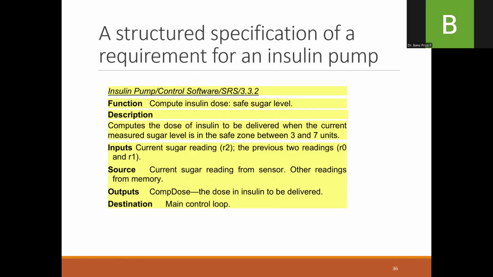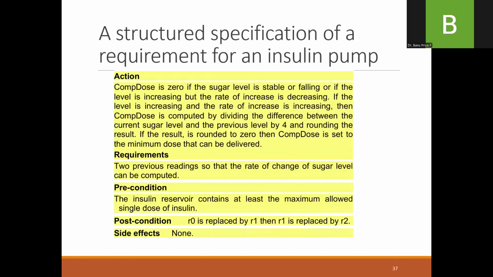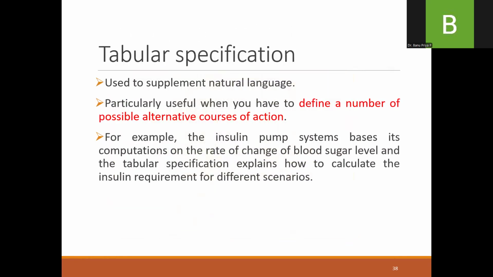Let's take a simple example of an insulin pump. We have to describe what is being computed: if the insulin dose has to be delivered, how much dose has to be delivered, and what should be the input and what should be the output. Completely, it has to be described. And even the precondition and postcondition have to be given so that there will not be any side effects.